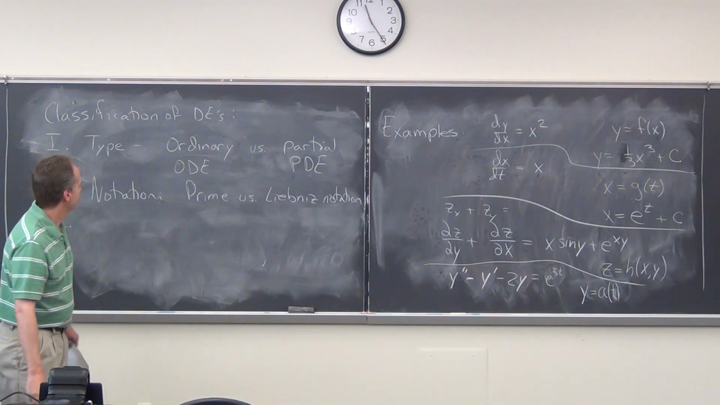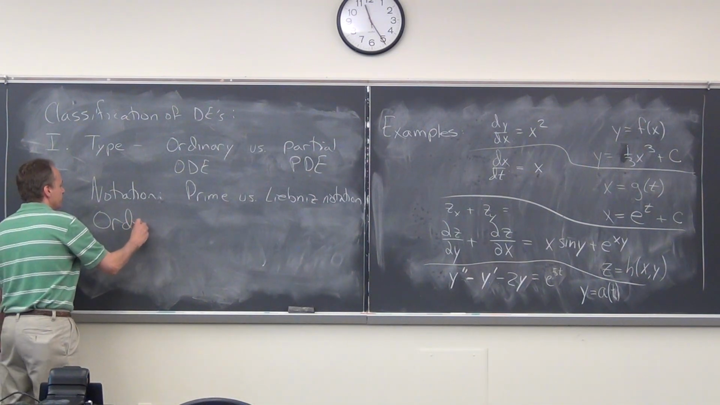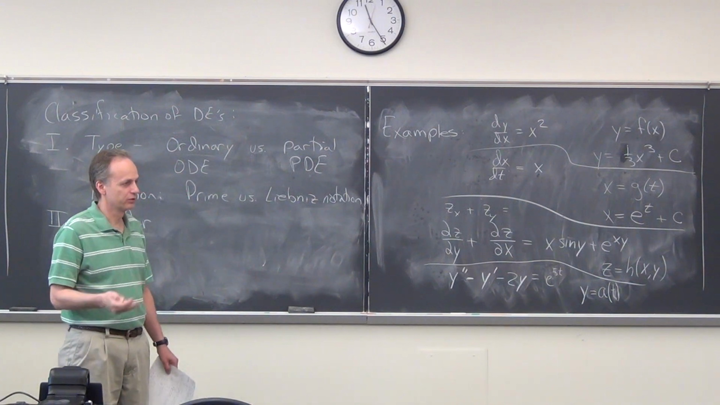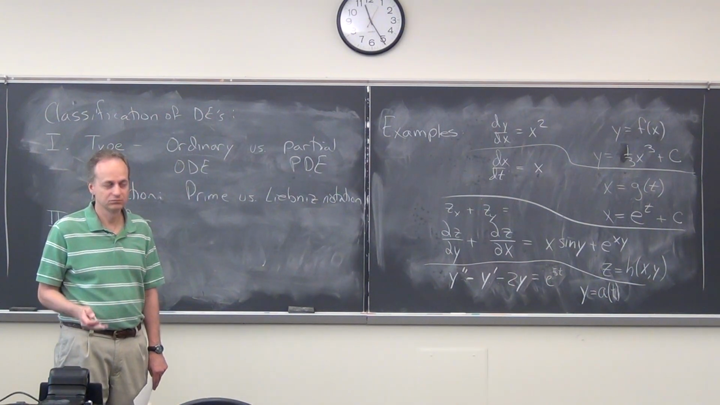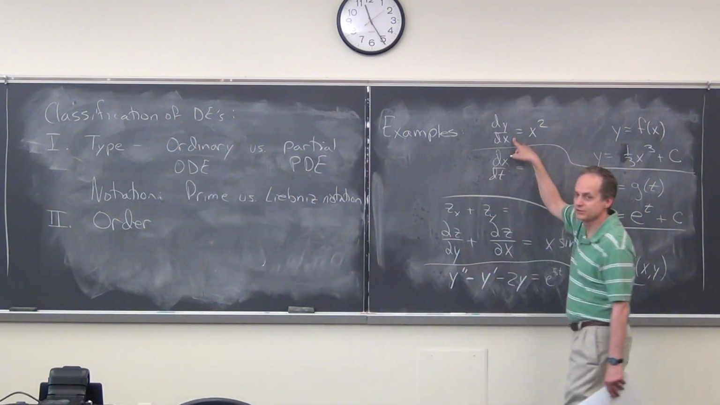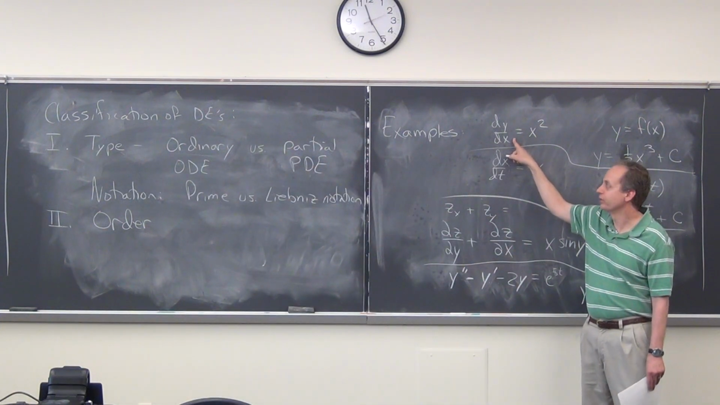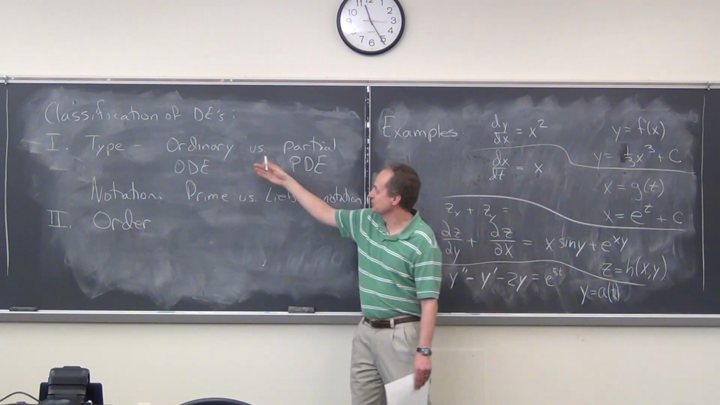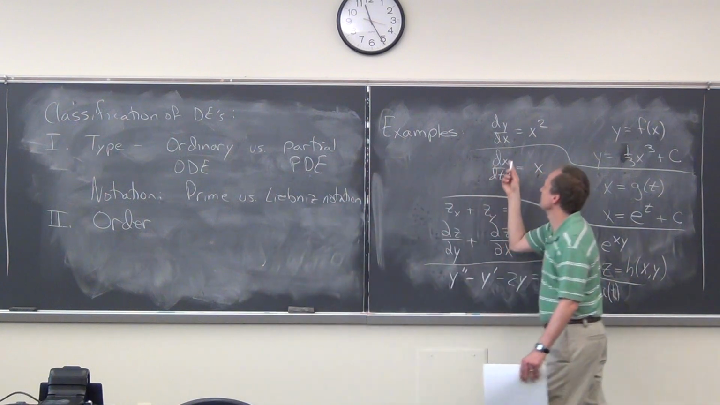Second way of classifying differential equations: by their order. The order of a differential equation is simply the order of the highest derivative that appears. This is a first order ordinary differential equation. So a lot of times we'll combine these. So it's ordinary and it's second order. All right, first order. First order.